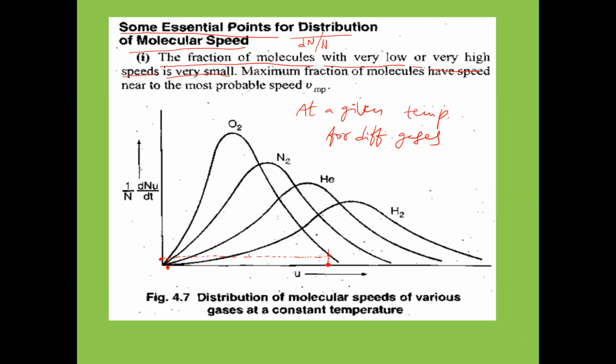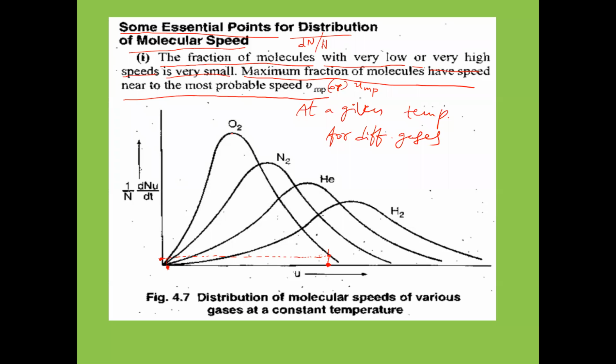Next, the maximum fraction of molecules have a speed near to the most probable velocity, to the most probable speed. Here VMP we can write, otherwise UMP we can write. V otherwise U, anyone we can use. So MP stands for most probable. So most probable velocity, UMP or VMP, we can take here.